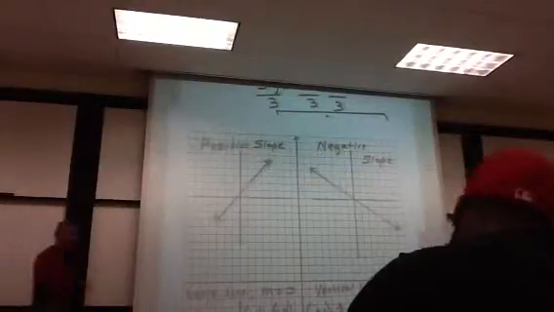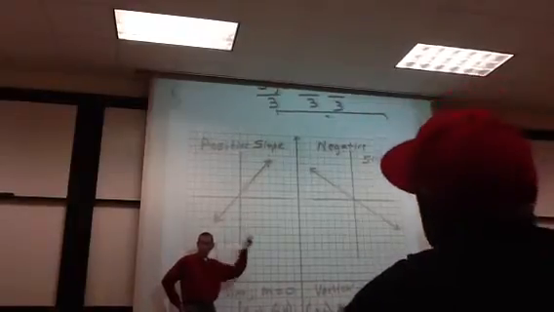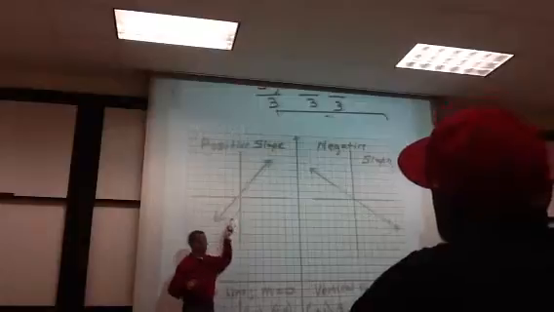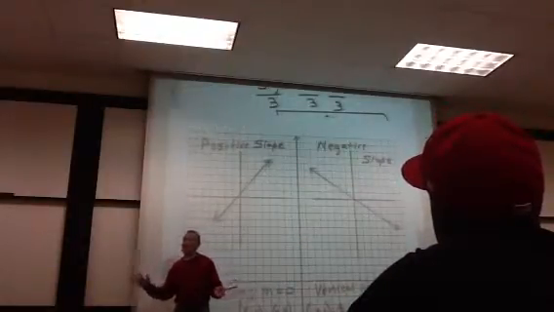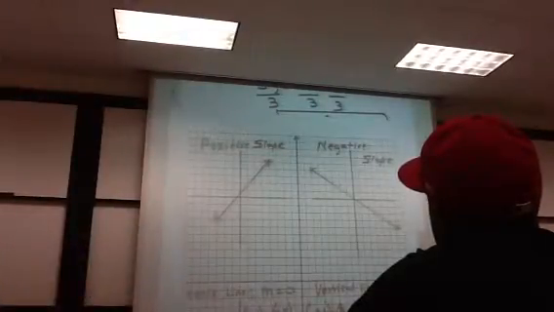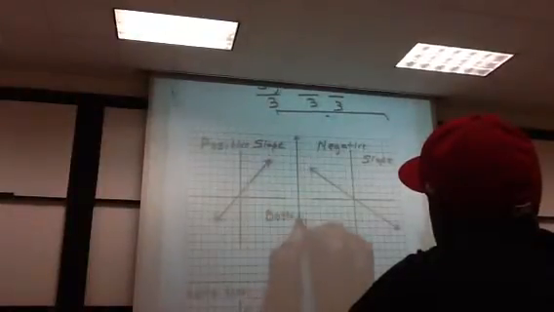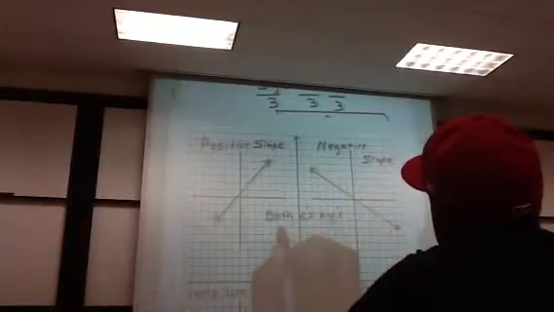If I have a slanted line, in other words, it's not vertical, it's not horizontal. Everybody know what I'm talking about here? Either it looks like that, positive slope, or it looks like that, negative slope. If I have a slanted line, it has both x's and y's in the equation. Everybody hear that? X's and y's in the equation.